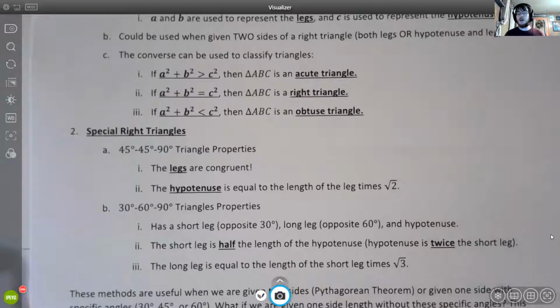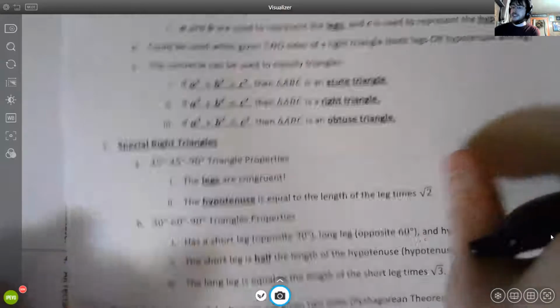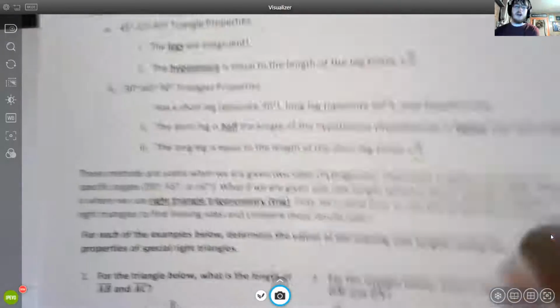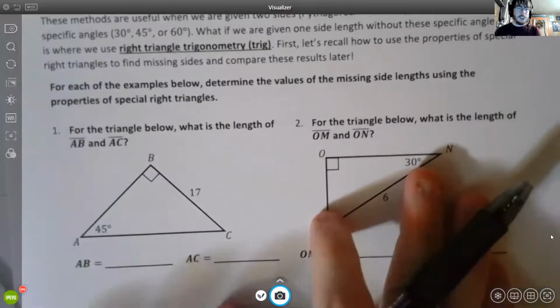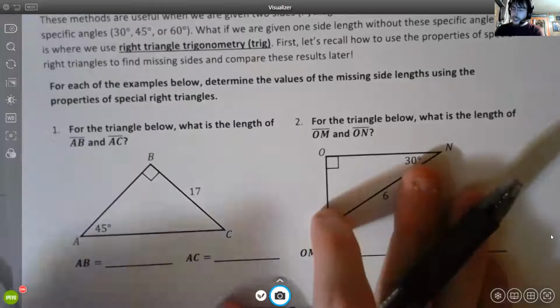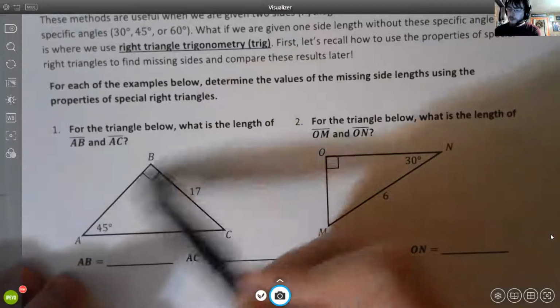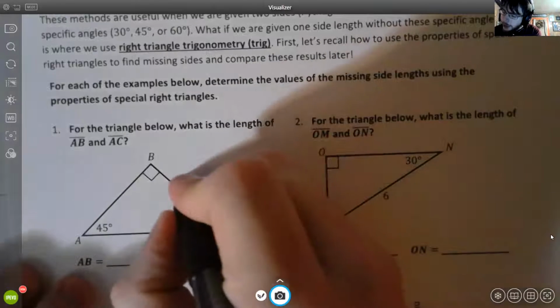So before we move on to trig and seeing how we can use that in the general sense, let's look at these first two examples. We're going to see these two examples in our trig examples in a minute, just so we can compare our methods and see if they're equivalent. So, number one, it says for the triangle below, what is the length of AB and AC? We're missing AB and AC, and we're given BC. So we're given one of the legs.